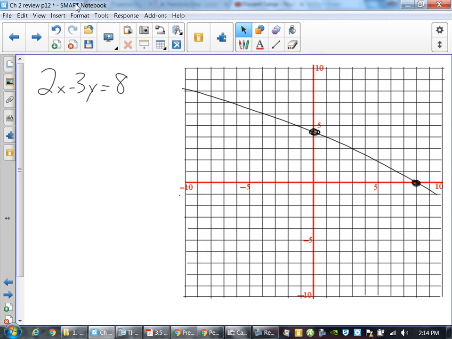When you're working with this style problem, we're doing what are called quick graphs. We're covering and solving. We're going to graph via their intercepts.